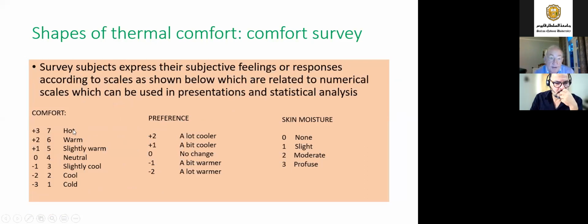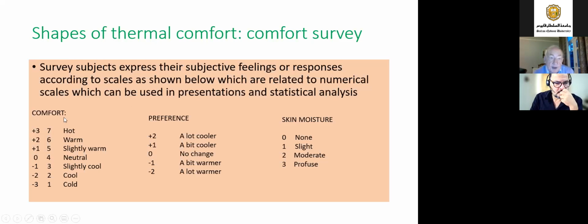Whether they feel hot, warm, slightly warm. This is the ASHRAE way. You can also measure. They're generally represented by a number, so that you can do a statistical analysis.